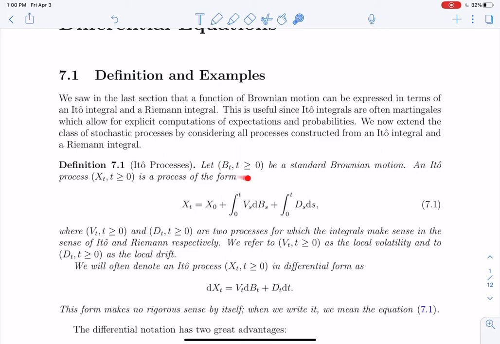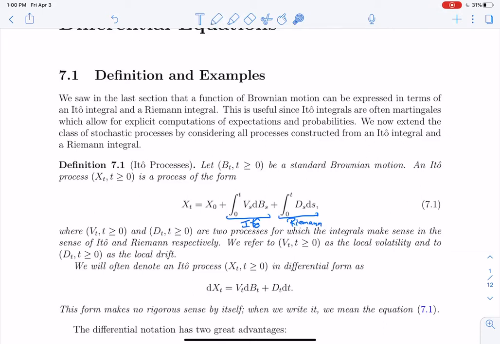So you always have a Brownian motion in the background, and an Ito process is a process of the form X_t. The process is an Ito integral plus a Riemann integral, with the starting position being X_0. Okay, so this is obviously Ito, and this is obviously a Riemann integral. Very good.